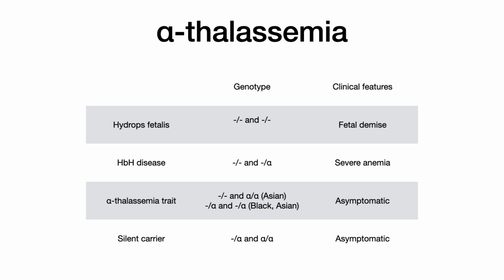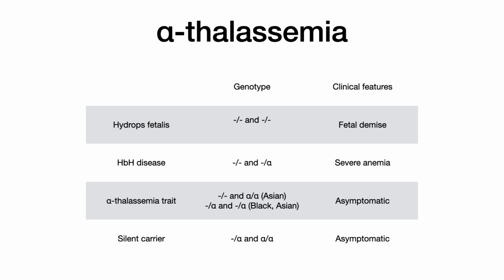Okay, so alpha thalassemia is caused by deletion of one or more of the 4 alpha globin genes. At the bottom, you can be a silent carrier. The dash means they have no alpha globin gene there, but they have 3, so they're asymptomatic. Alpha thalassemia trait has the combinations that you can see, with some difference between Asians and blacks, and that one's also asymptomatic.